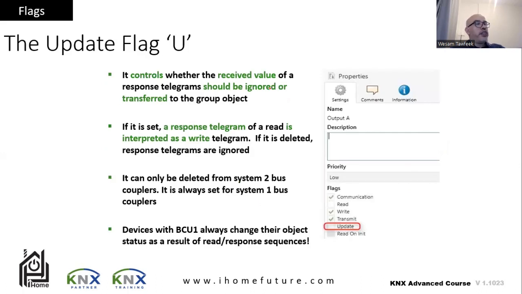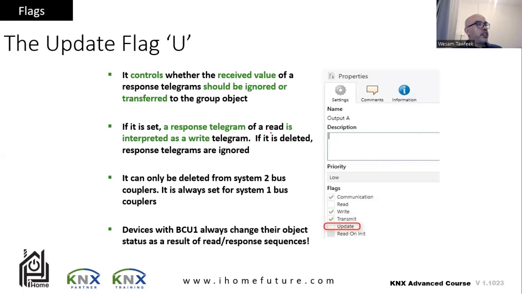Then we have the update flag. The update flag is a little bit old. It was famous in the system devices bus 1, but in bus 2 it's not there. I can set it on or off, but normally we don't set it on. It mostly was there to compensate for the lack of some other flags. It determines whether the received value of a response telegram should be ignored or transferred to the group object.